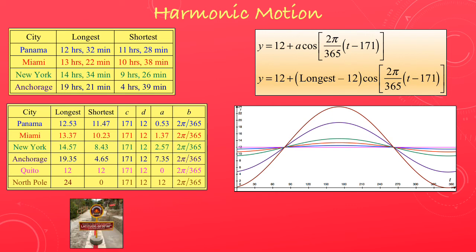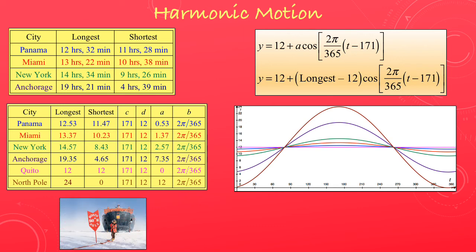Quito, Ecuador, lies exactly on the equator. That means that every day in Quito is the same: 12 hours of daylight, 12 hours of night. So the North Pole stays in pretty much full sunlight all day long throughout the summer season. That's why it is called the land of the midnight sun.